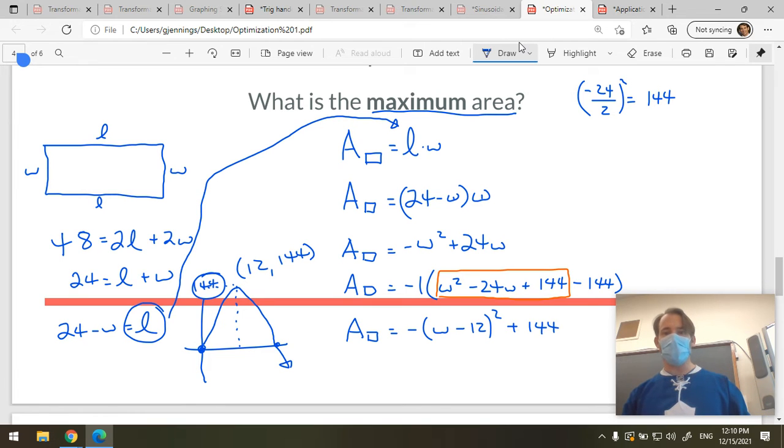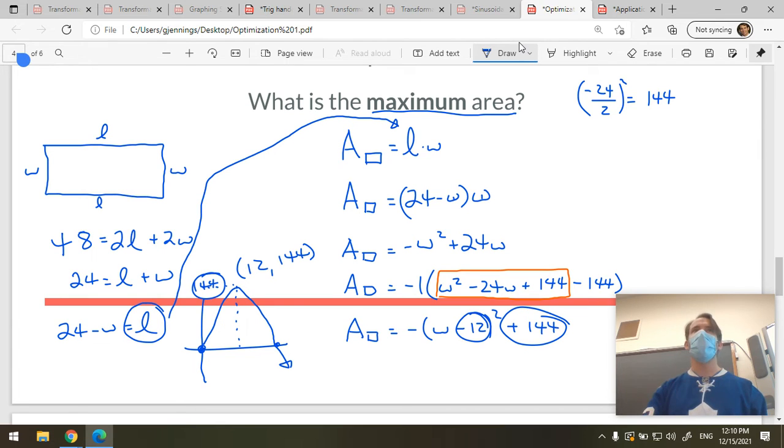Notice that it's not only telling me what value I should make the W to maximize this, but it's also telling me when you maximize it, this is going to be the area. So that's one of the advantages of completing the square. We get all the information in one go. Okay?